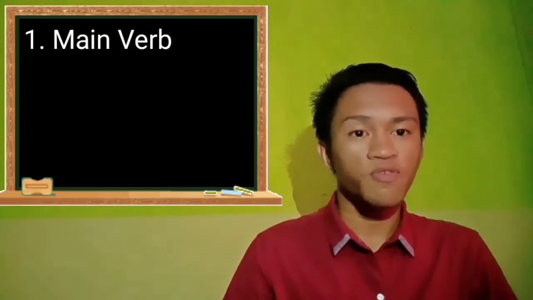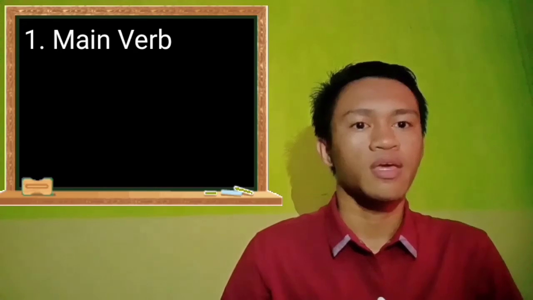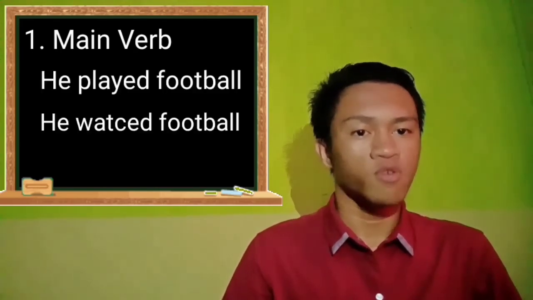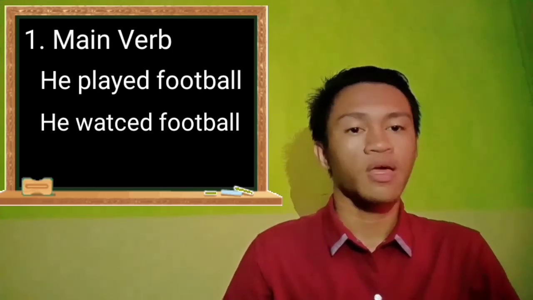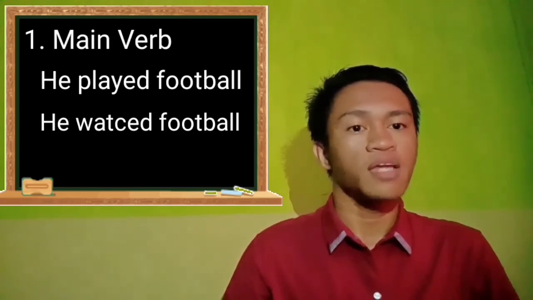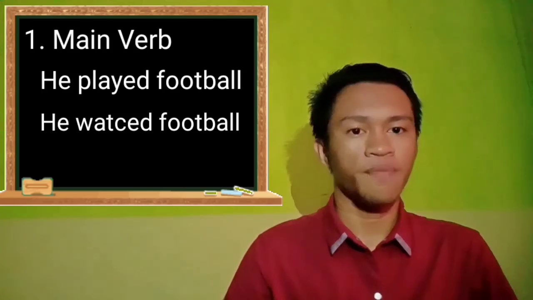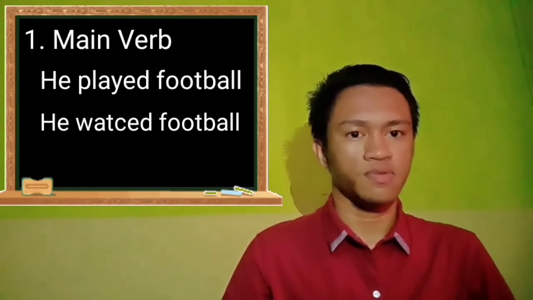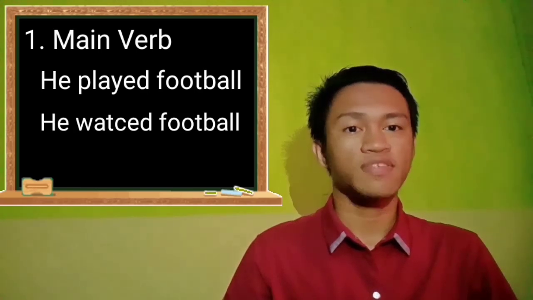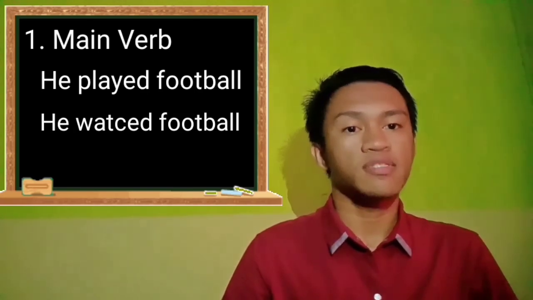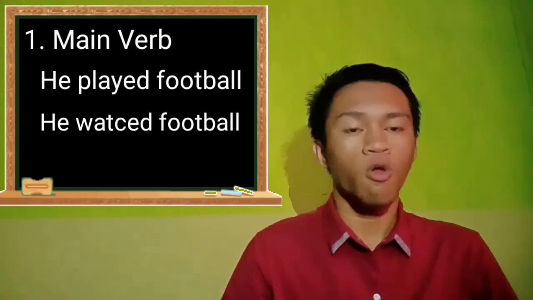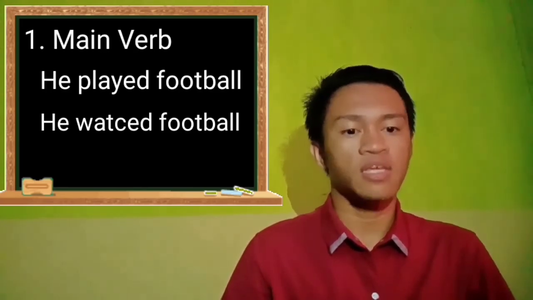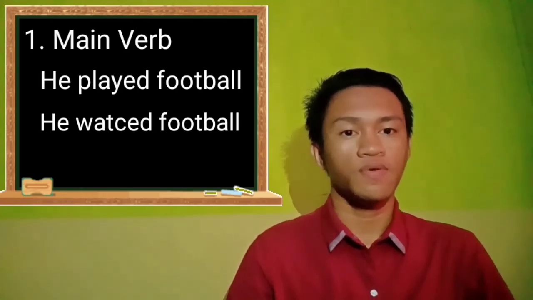Okay, let's move to the example. He played football. He watched football. If we see the sentence structure, both of them are the same, but the verb has changed. So you can see that the action is entirely different. The whole meaning of the sentence, both of them, is completely different. So that is main verb.